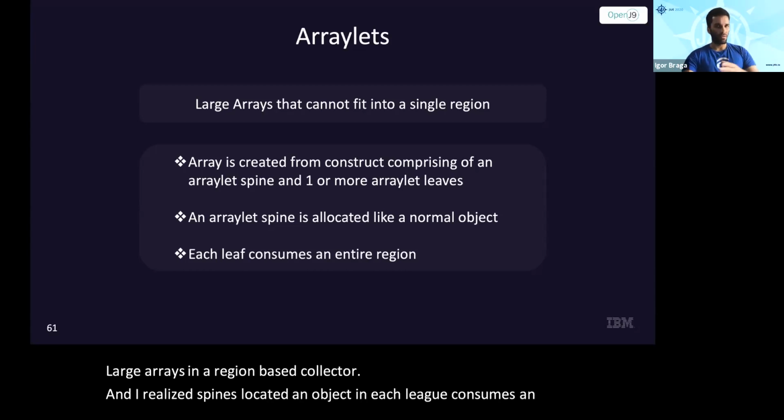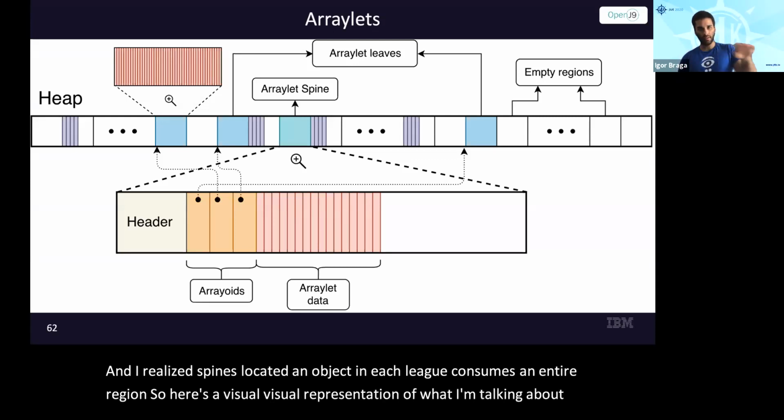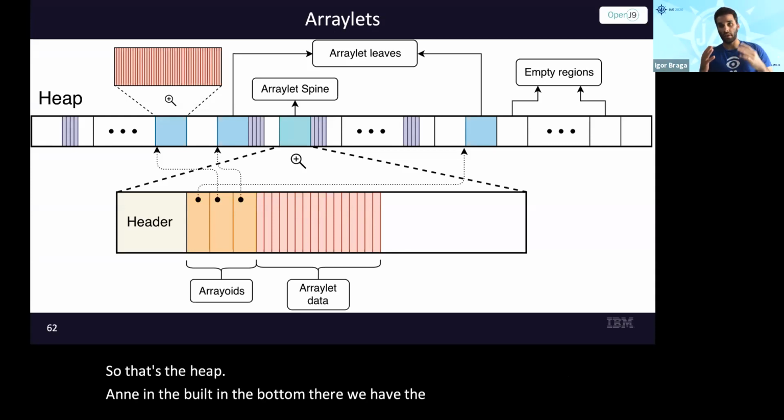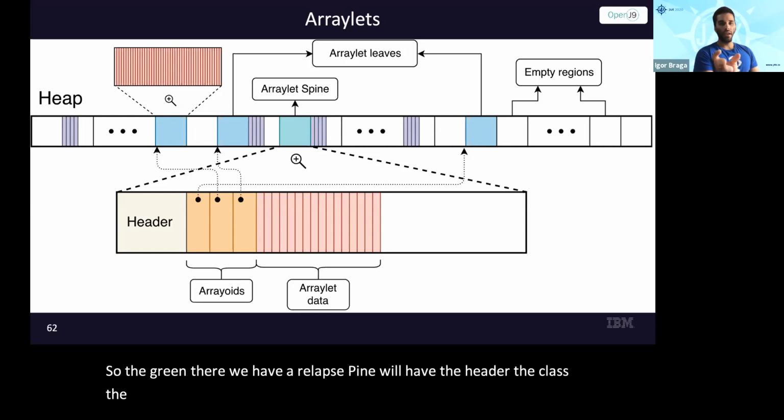So here's a visual representation of what I'm talking about. That's the heap. And at the bottom there, we have the header of the array. The green there is the arraylet spine. We have the header, like the class and the size, and arraylets are the references to the array data.